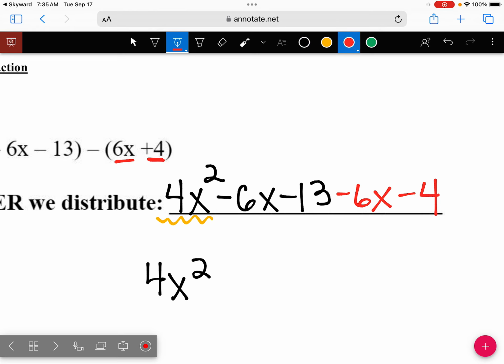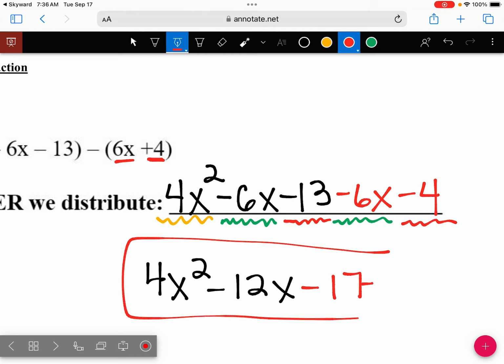Now, here's one that kids miss a lot. What do you think negative 6 plus negative 6 is? A lot of kids say that's 0, but it's not 0. What do you get when you add negative 6 and a negative 6? What'd you say? Well, we keep it negative because we're adding. So it'll be negative 12x. And then we have negative 13 and negative 4. What is that? Negative 17. Good job.